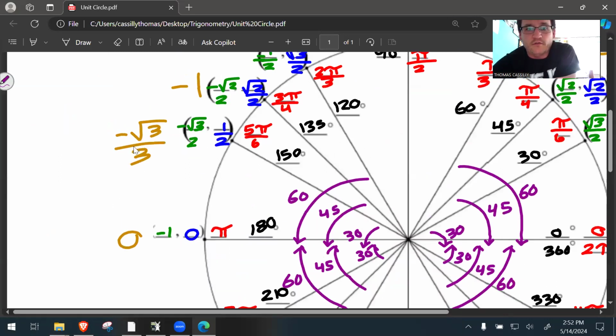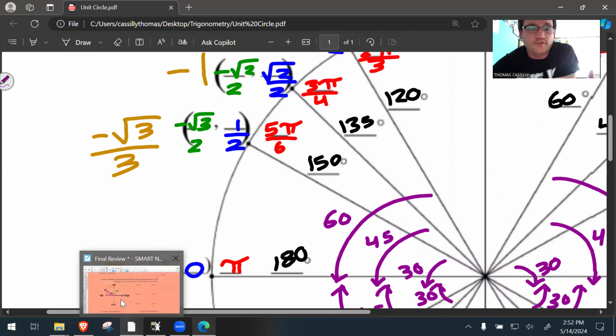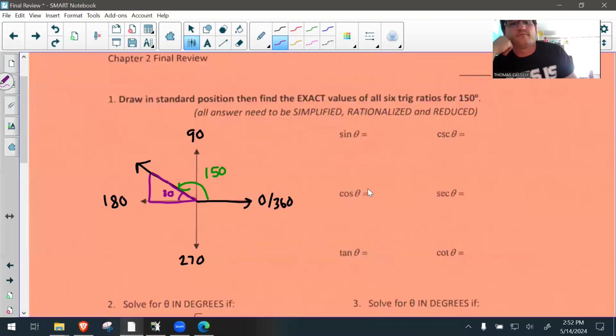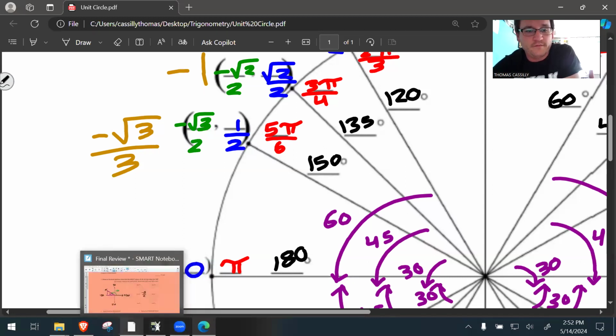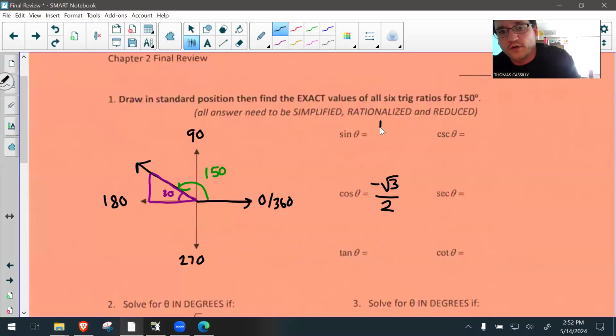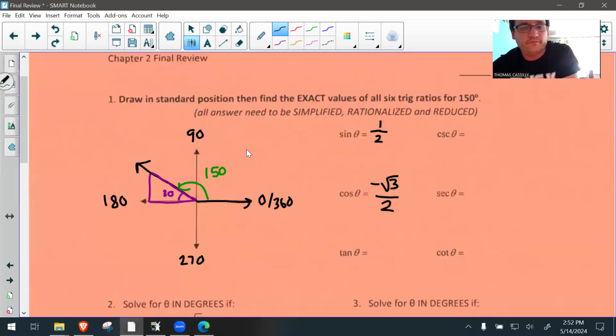So these are all of our values here. The green one here is the cosine. So we know the cosine of 150 degrees is negative square root of 3 over 2. All right. If you want to look at the sine, that is the y value. So that's a positive 1/2. All right. So the sine is 1 over 2. And then the tangent is that yellow one there, which is negative square root of 3 over 3.